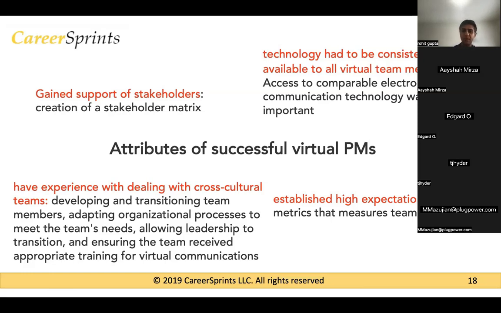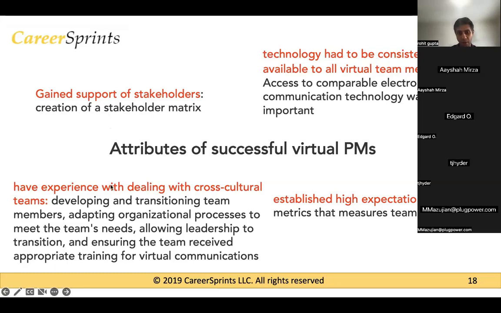And then it also goes on to say that it allows leadership to transition, ensuring that the team received appropriate training for virtual communication. So if you're using a virtual tool, for instance, you need to train the team on it. Especially if you're using a very complex collaboration tool, you need to ensure that the team is properly trained on that tool. Next is establishing high expectations.